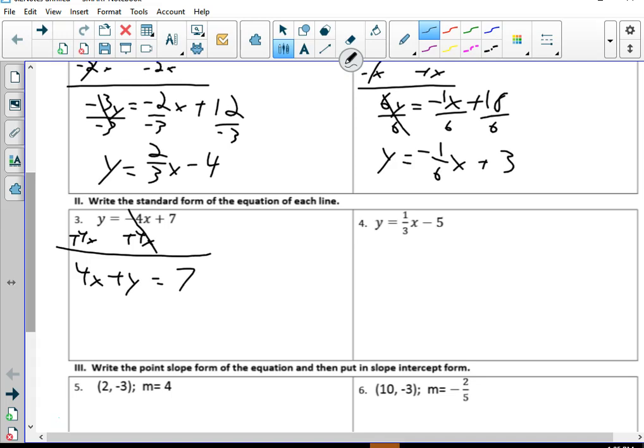Okay, what do I need to move? The y. The y, I could move the y, but I want the x and y on the same side. So what should I move? Divide by 4. There's not even a 4 there. I'm on number 4. We're done with this one. On number 4.